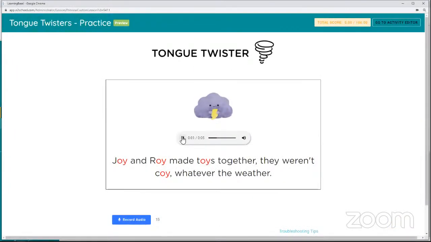Joy and Roy made toys together. They weren't coy, whatever the weather.